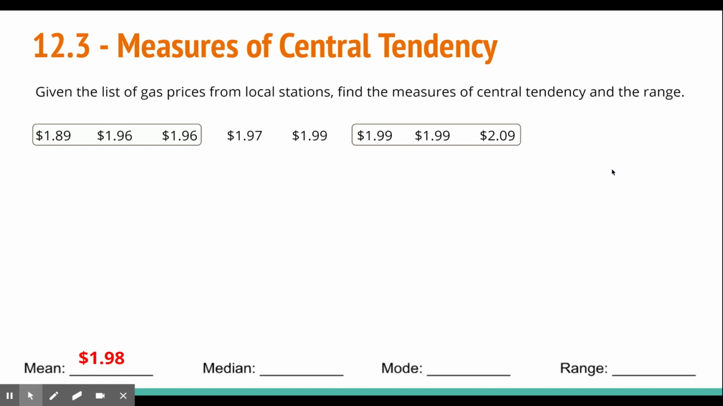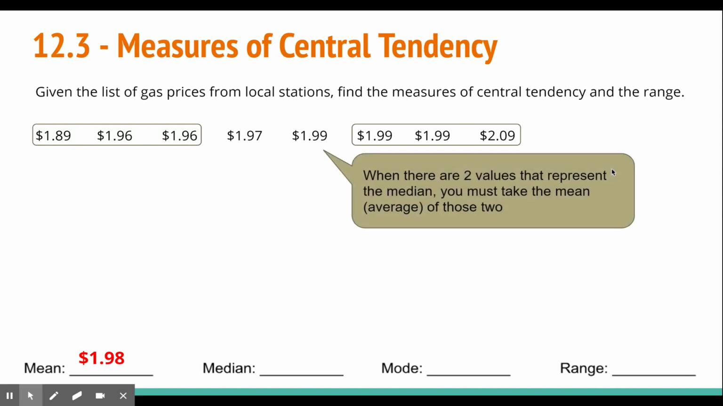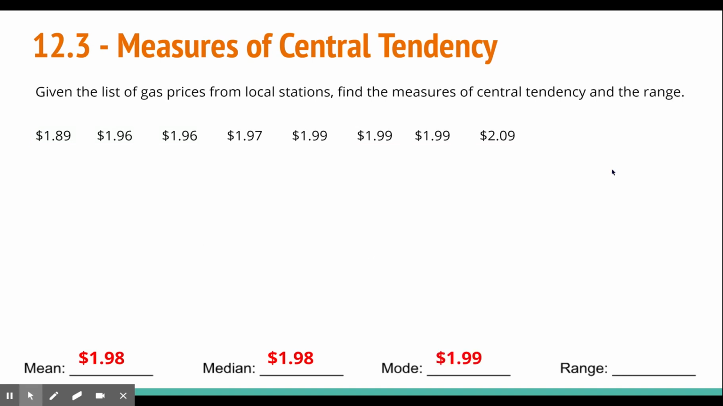So you're going to take those 2 values, add them together, and divide by 2, because there are 2 of them, and that's going to give you our median. So even though we don't have a number directly in the middle, we can still calculate a median by taking the average of the 2 middle numbers. Finally, looking for the mode, it looks like 199. There are 3 of those.